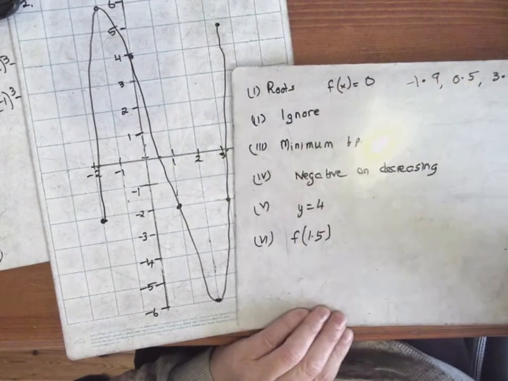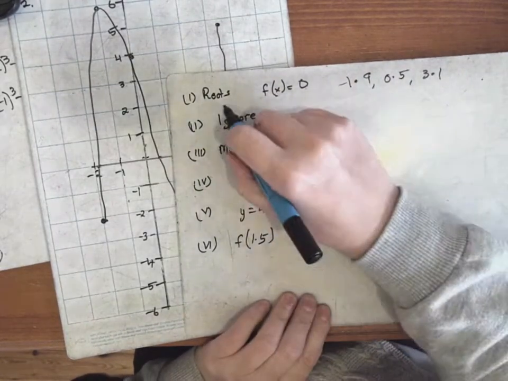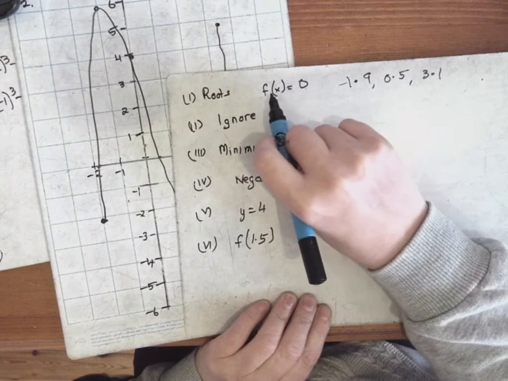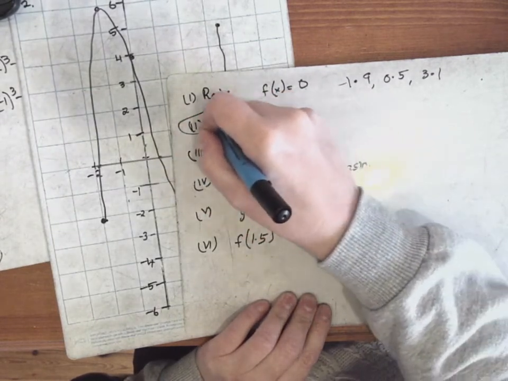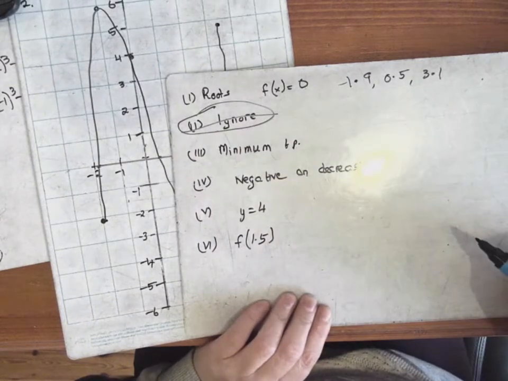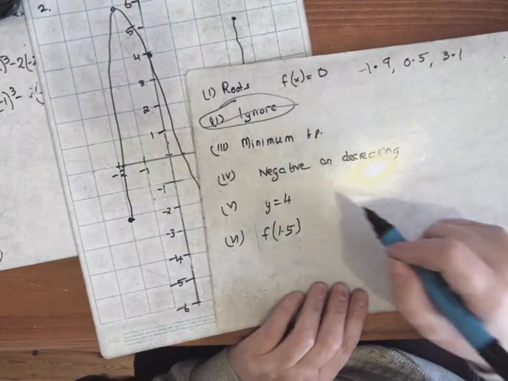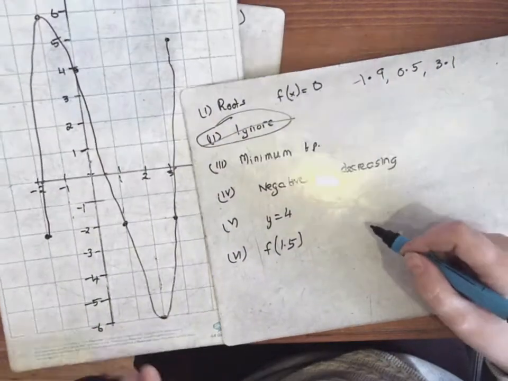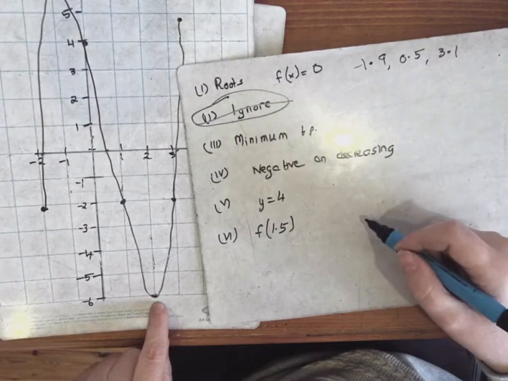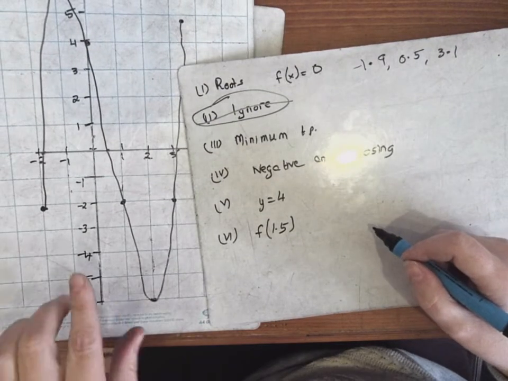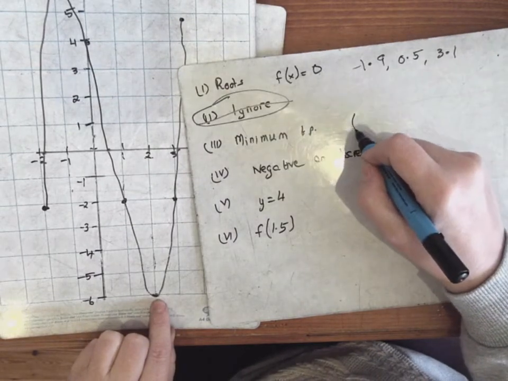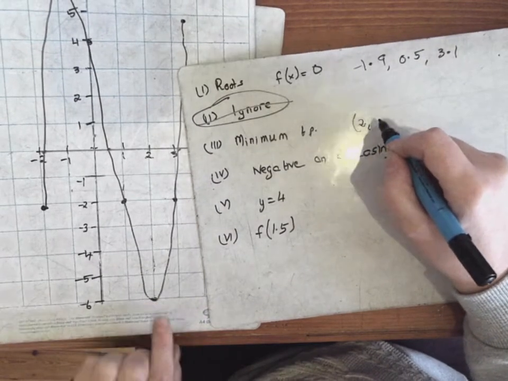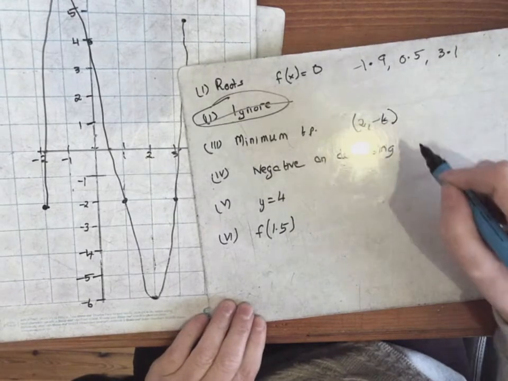Now, that question is going to be asked, the roots, or where does it cross the x-axis, or where does the f of x equal 0, right? Part 2, you can ignore it. It's too hard, we'll deal with that later. Then part 3, minimum turning point. So the turning point is where it turns to go back up. Minimum means it's the lowest down one. Turning point, so they say 2, minus 6.